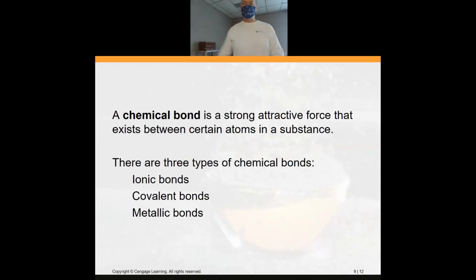All right, so a chemical bond is just a strong attraction force that exists between certain atoms in a substance. So we're going to have three types. Ionic, remember this is a metal with a nonmetal, and this is going to be a transfer of electrons.